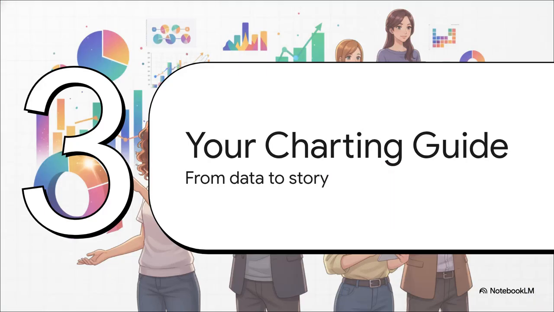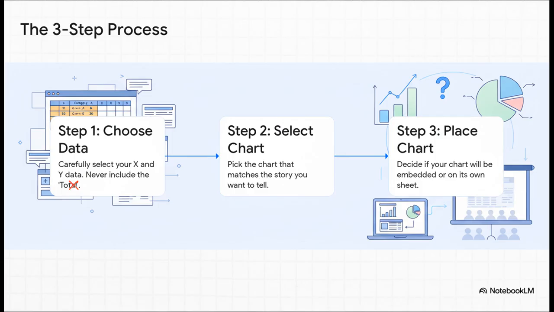Okay, so we've got our three main story types down. Now, how do you actually put this into practice? Let's do a quick run-through of a simple three-step guide that will get you from spreadsheet to story in no time. It's really this simple. First, choose your data. Just select your categories and your numbers. And here's a key tip. Whatever you do, do not include the total row in your selection. That will throw your whole chart off.